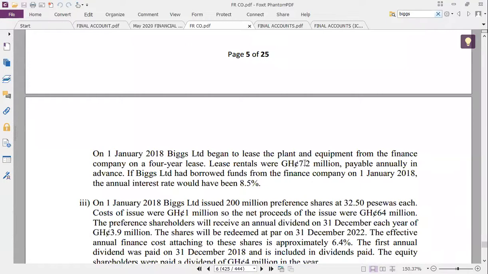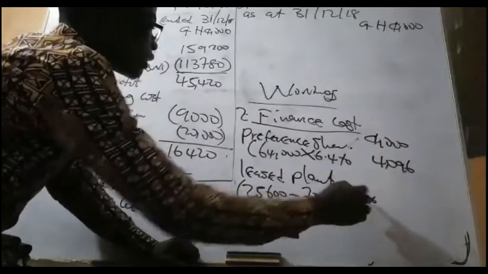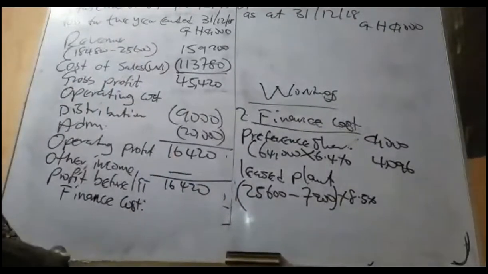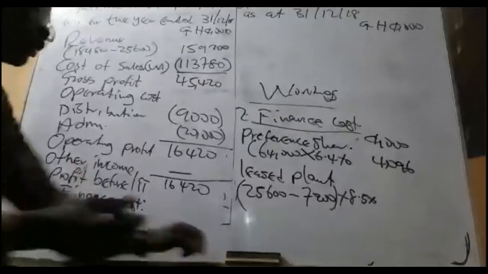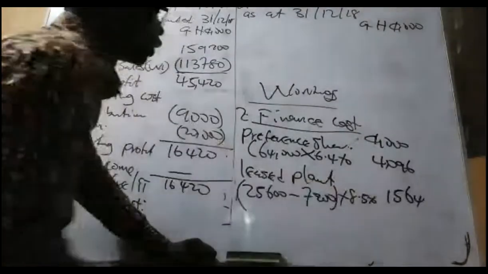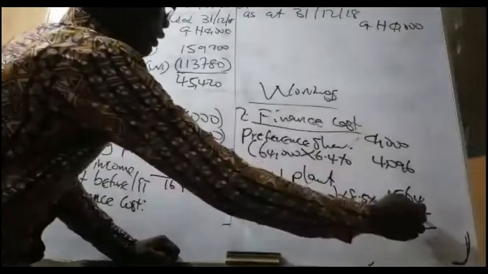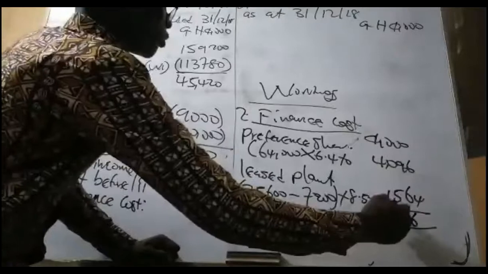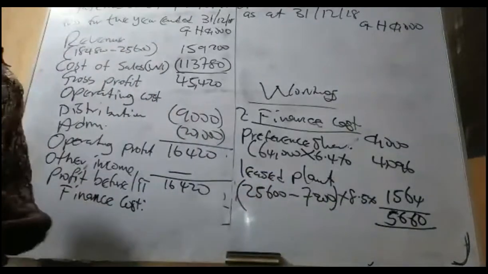So I'll take it off and then charge a finance cost of what? 8.5 million, right? 8.5%, not million. Good. So less 7,200, now times 8.5%, and that will give us 1,564. So therefore, the total finance charge will be the two figures added together. Good. I hope you get it.